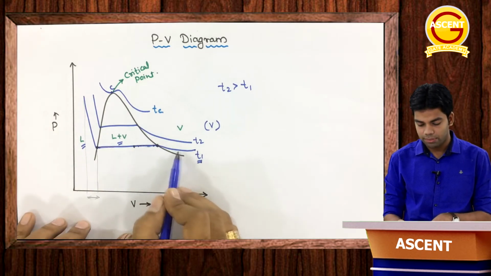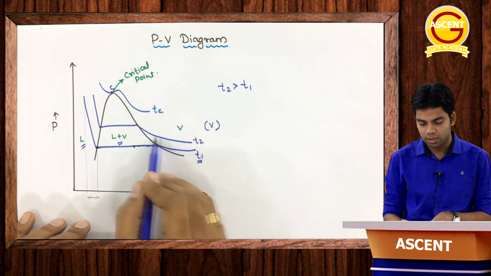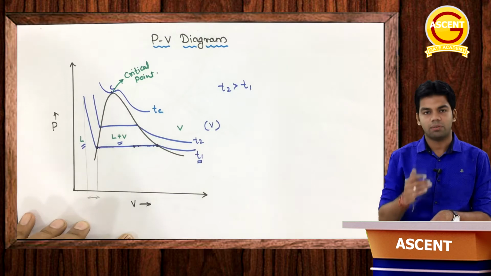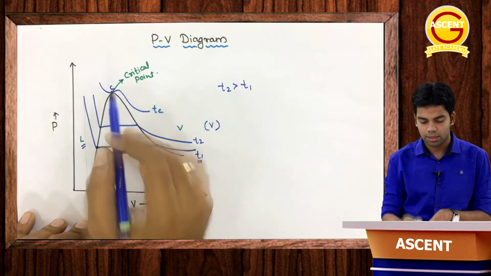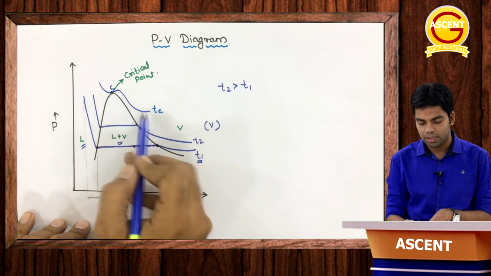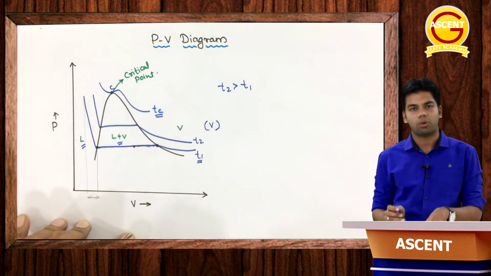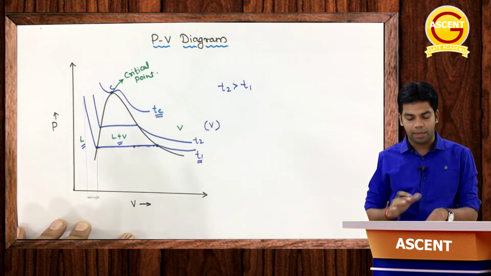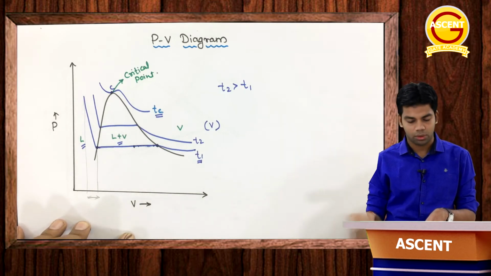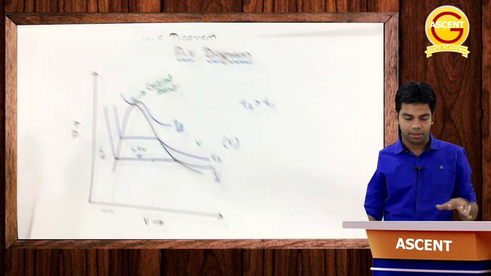So here again, if I am increasing the temperature, the curve is like this. Likewise, if I am increasing the temperature, the curve is shifting towards the top of this dome. And at the top again we are having the critical point, and the temperature corresponding to this critical point is the critical point temperature, and the pressure corresponding to this critical point is the critical point pressure. Clear or not? So this is the PV diagram.